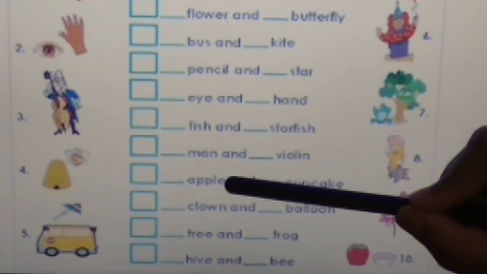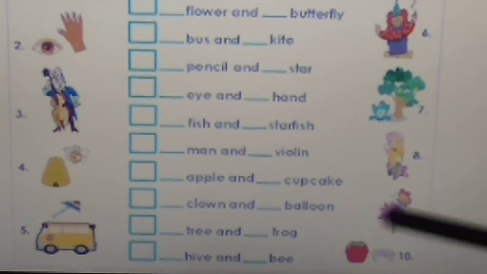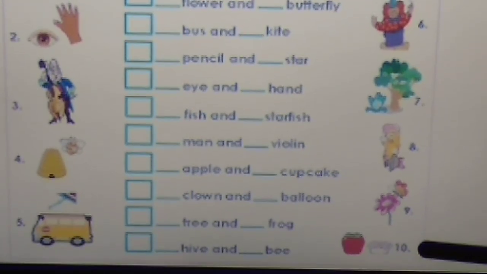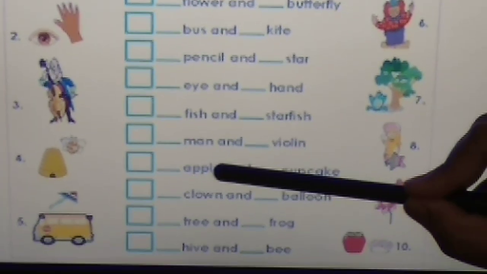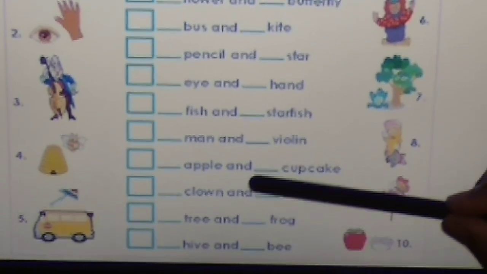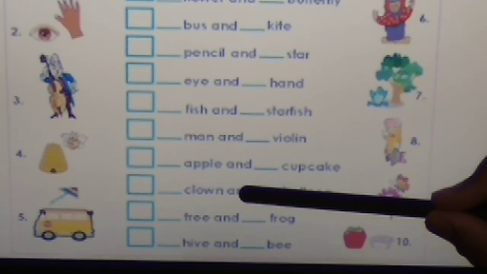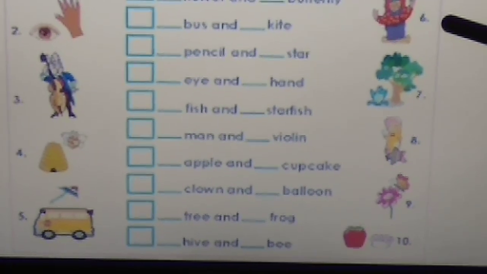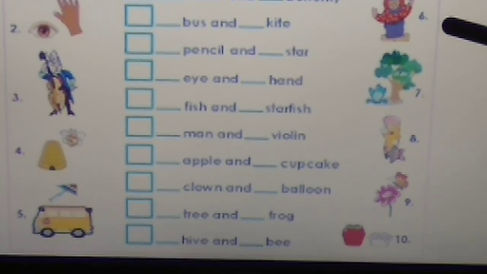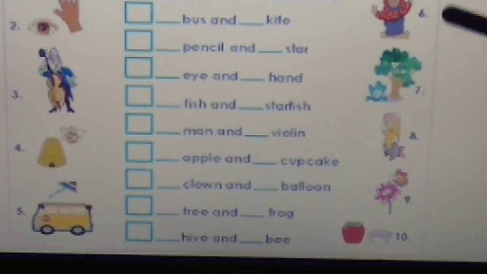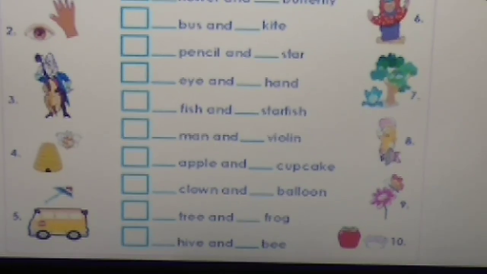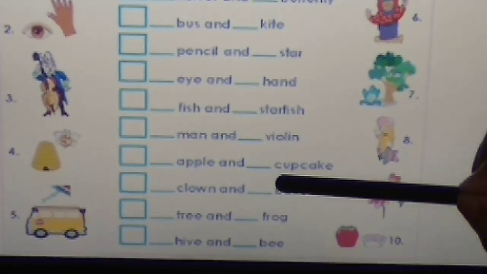In the same way, next one, apple and cupcakes. See this picture, apple and cupcake, 10th one. So in the box you will write 10 and before apple, an apple and a cupcake. Where do you find this picture of a clown and balloon? At number, I am not getting the answer. Yes, be loud. Yes, at number 6. At number 6, you can find the picture of a clown and a balloon. So, a clown and a balloon.